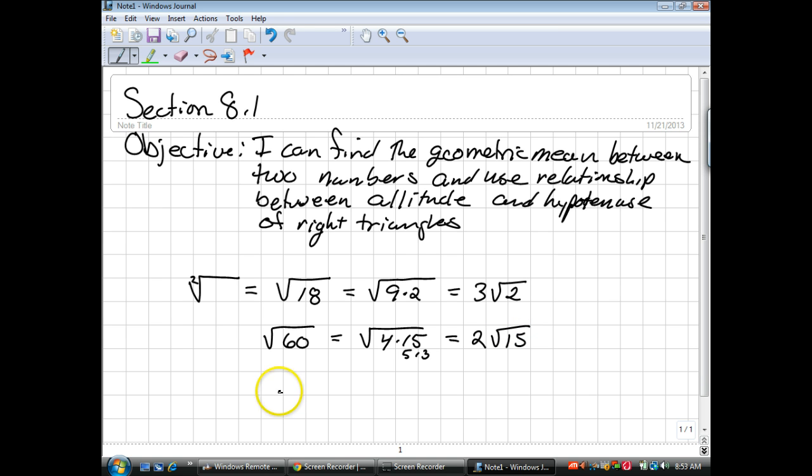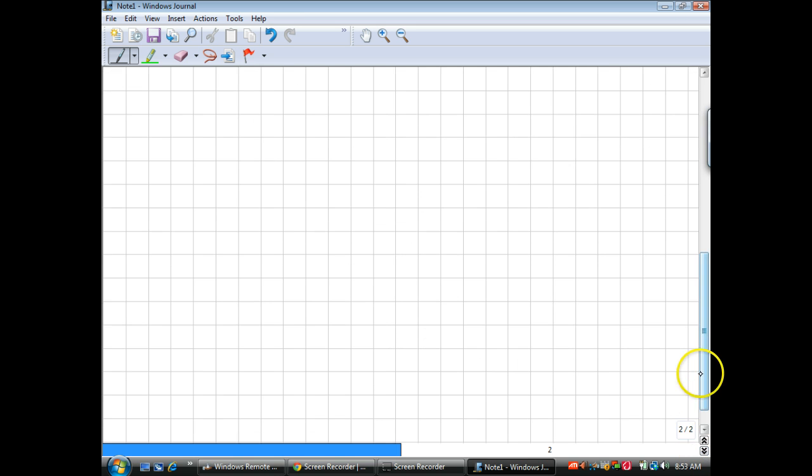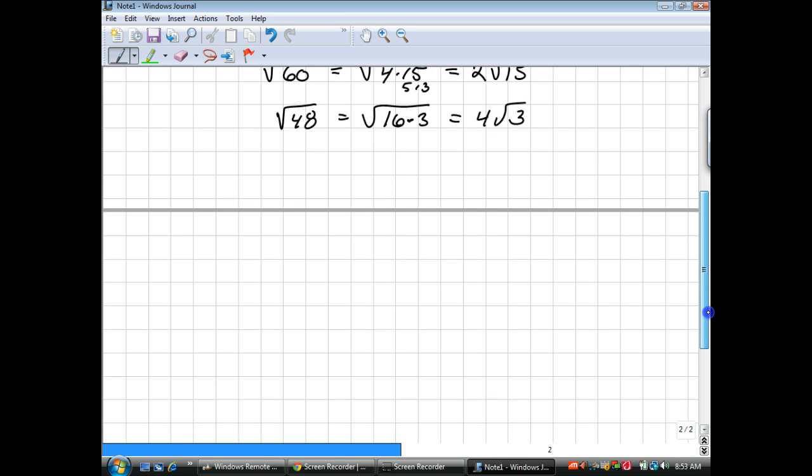Okay, square root of 48. Again, we break it down looking for perfect squares, so that's 16 times 3. And so what number do we square to get 16? It's 4 square root 3, right? So we are going to be using radicals to solve some equations that we want to do, okay?